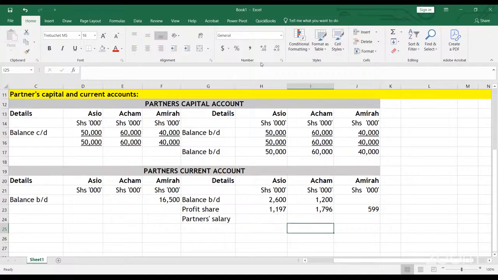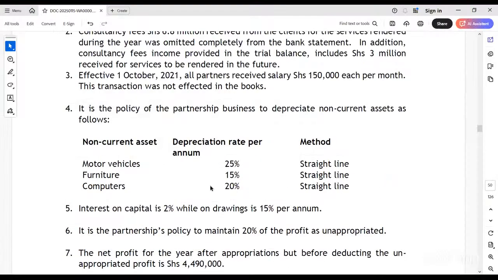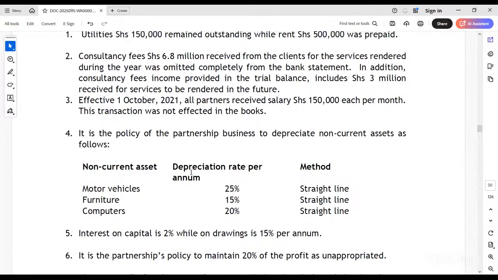Let us check and see the salary. That is note 3. Let us look at note 3. In note 3, we have been told that effective on 1st October 2021, all partners received the salary. There is the message here.